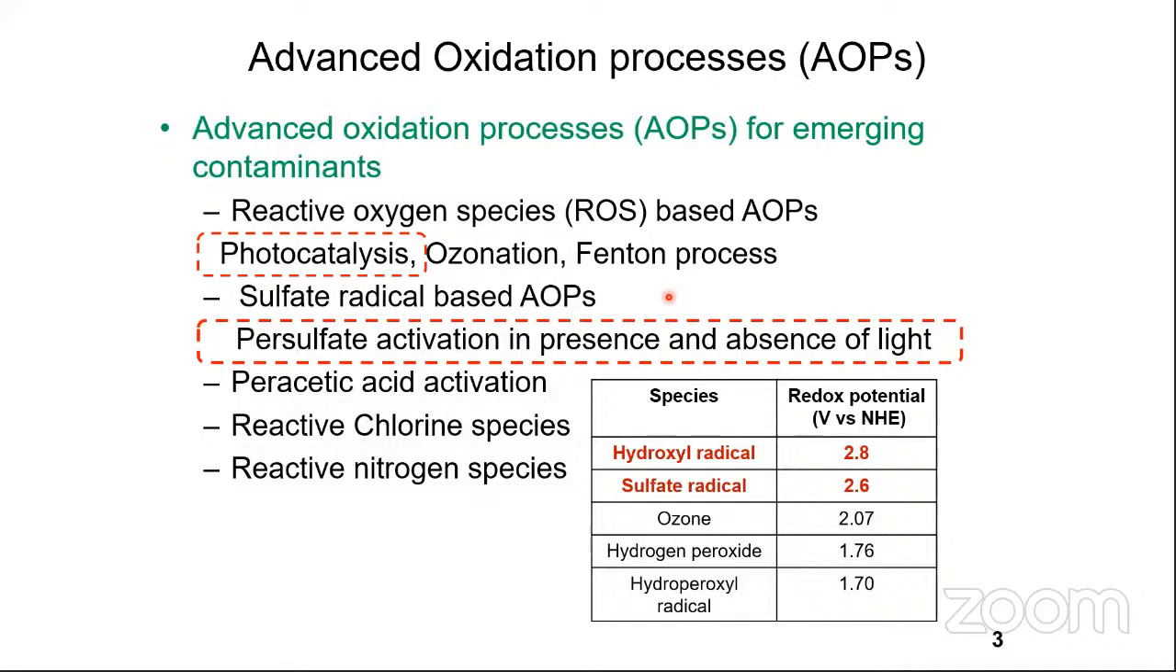Persulfate activation was done for the generation of sulfate radical in both the presence and absence of light. Other AOPs are peracetic acid activation, reactive chlorine species generation, and reactive nitrogen species generation. As you can see here, hydroxyl radical has the highest redox potential, followed by sulfate radicals, ozone, and hydrogen peroxide.